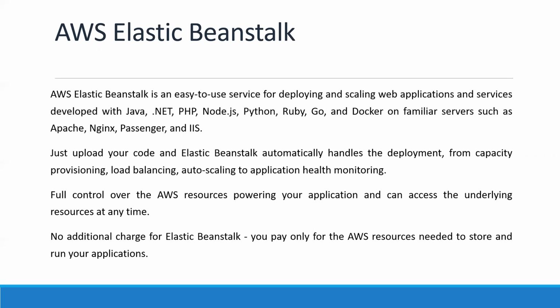We have full control over the AWS resources and can access the underlying resources anytime, whether it's an EC2 instance or a database, we can have full control over it. There is no additional charge for Elastic Beanstalk, just whatever resources like EC2 instance, database server or Lambda function are being used, we have to pay for. So there is nothing like that.